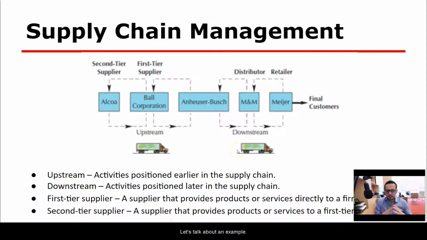Let's talk about an example. Here I have a company called Anheuser-Busch. Anheuser-Busch is a beer manufacturer. Probably some of you know their brands: Hoegaarden, Budweiser, and many others. You can check their website actually.